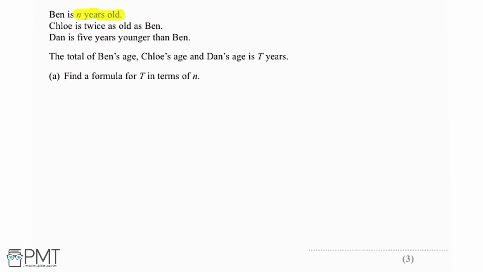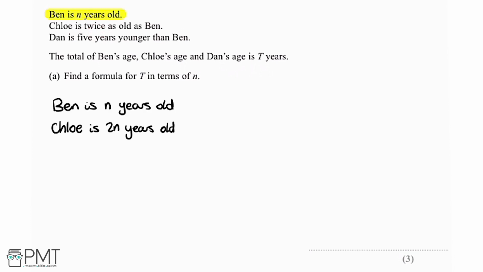So this is our initial statement that Ben is n years old. Since Chloe is twice as old as Ben, that means that Chloe is 2n years old, because we're doubling the age. And Dan is 5 years younger than Ben, so that's n minus 5 years. And we're told that the total of all their ages is t. So what we have to do is add all of these up. So n plus 2n plus n minus 5, and set that equal to t.